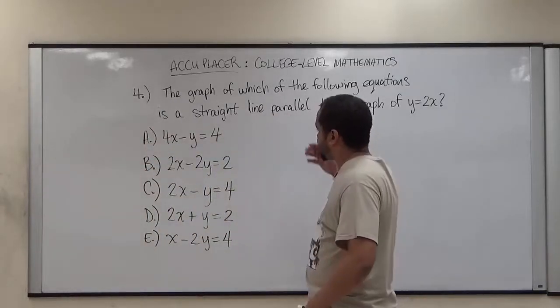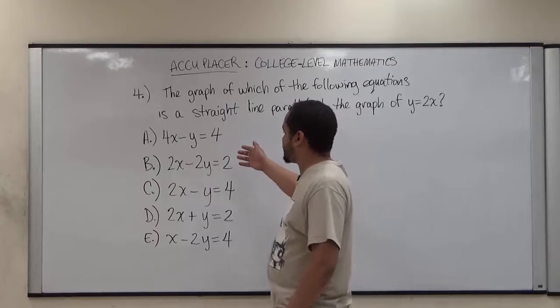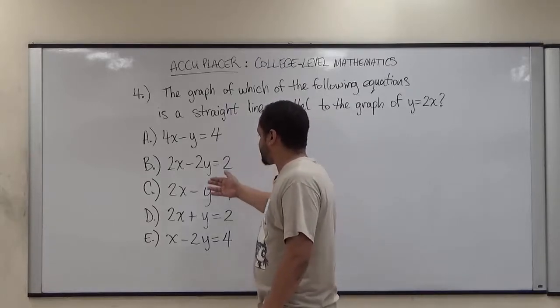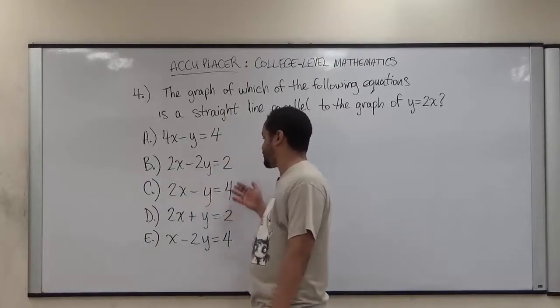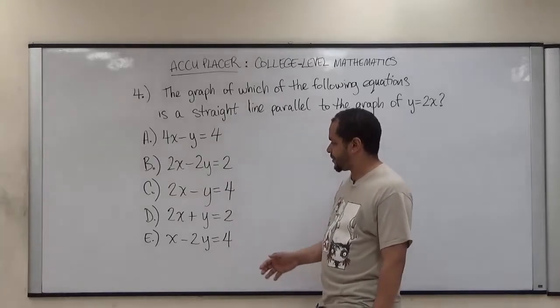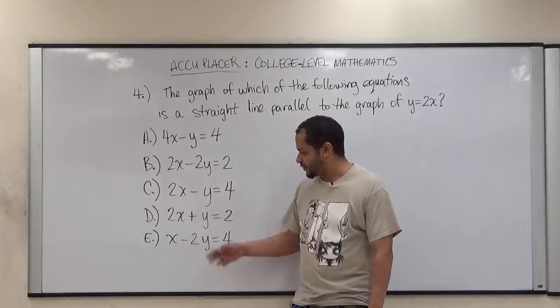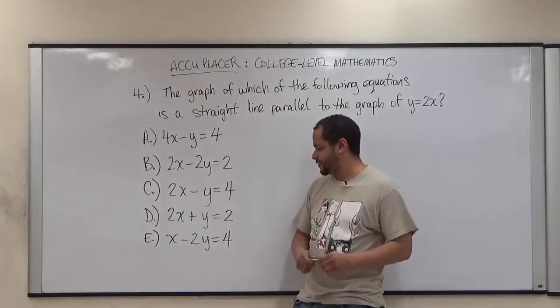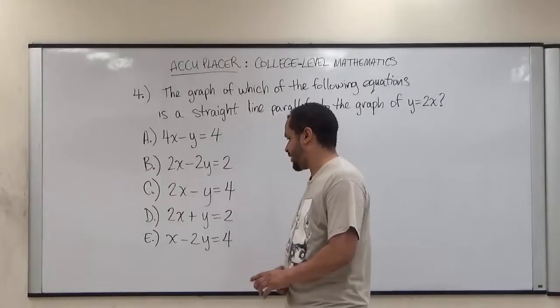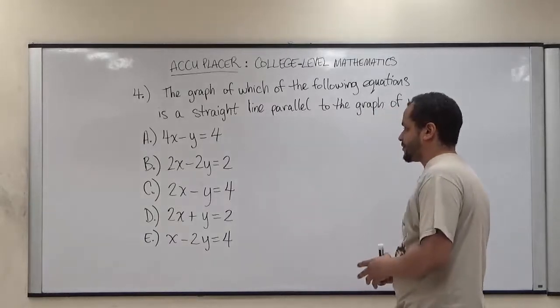Our first solution is 4x minus y is equivalent to 4. Second solution is 2x minus 2y is equivalent to 2. Our third equation says 2x minus y is equivalent to 4. Our fourth is 2x plus y is equivalent to 2. And then finally we have x minus 2y is equivalent to 4.